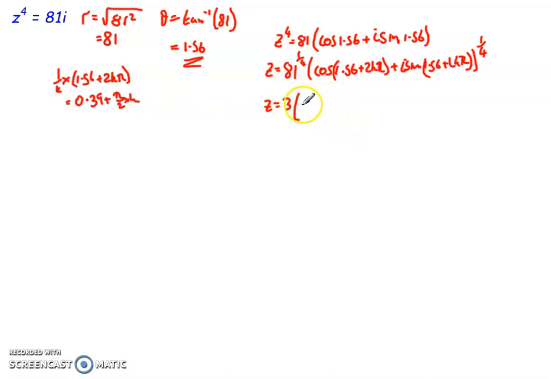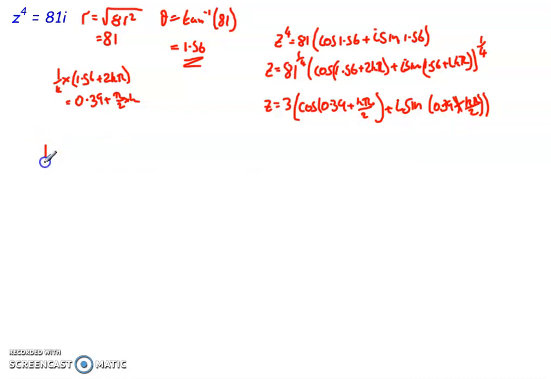So in here, what I'm then going to write is I've got cos of 0.39 plus k pi over 2, plus I sine of 0.39 plus k pi over 2. So I've got my general form for z. I can now get all of my solutions to it. I've got 4 solutions, and again my 4 solutions are going to come dependent on the value of k.